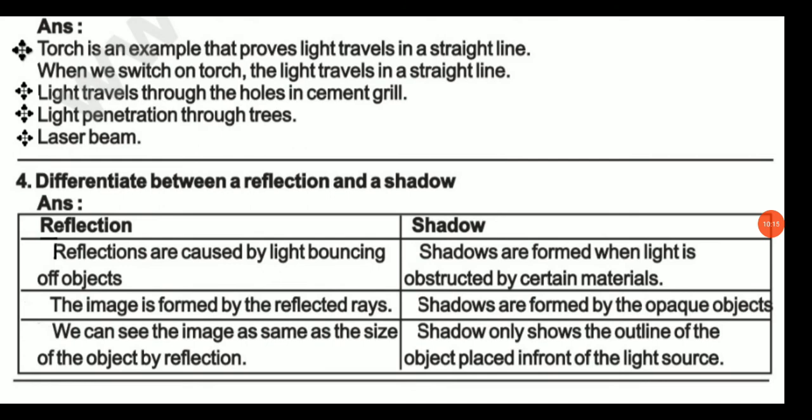Shadows are formed when light is obstructed by certain material. Shadows are formed by opaque objects. Shadows only show the outline of the object placed in front of the light source.